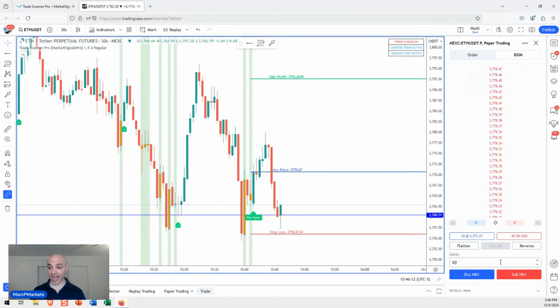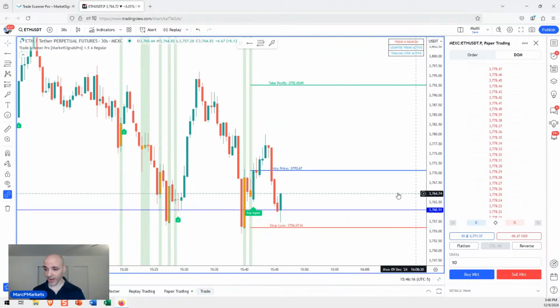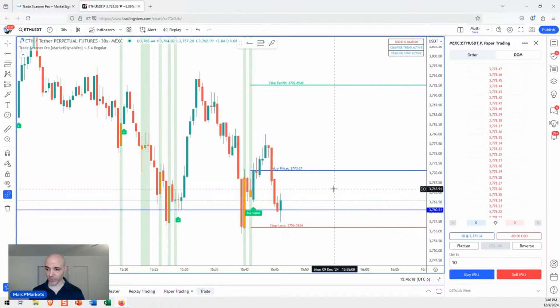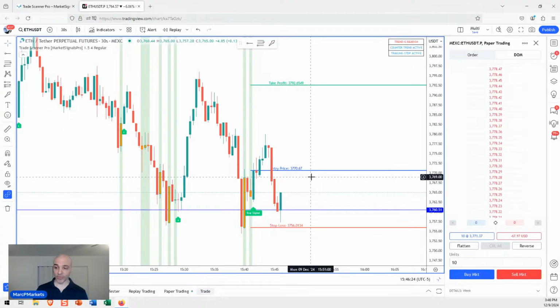$122. Okay, well, I'm not banged out yet. But here's the thing about this. All right, see? So far, so good. It's keeping me in. We'll see if this candle can close green and get me back to break even here. Let's see. Haven't reacted to it yet.